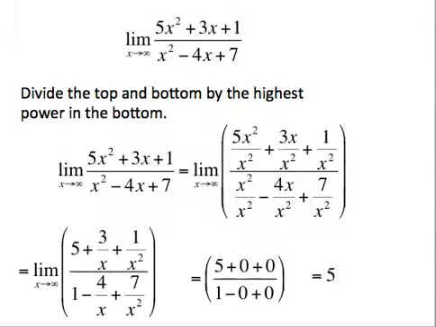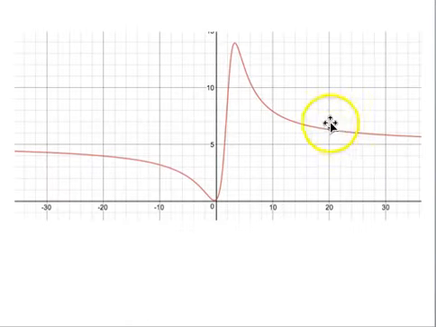But if we go back and look at the previous slide, if we had negative infinity instead, 3 over negative a million, 1 over negative a million quantity squared, 4 over negative a million, 7 over negative a million squared, the answer would be the same. It would still be (5 + 0 + 0) over (1 − 0 + 0). So whether the function is going to positive infinity or negative infinity, the algebraic process is the same. So again, looking at this, as it goes to infinity, we can see it's going to 5.